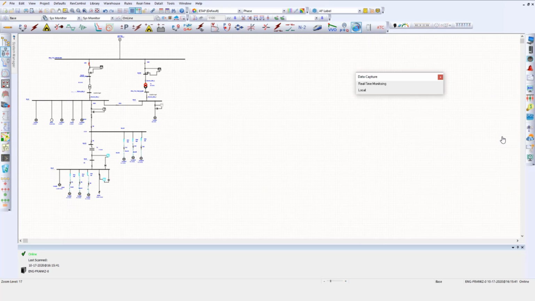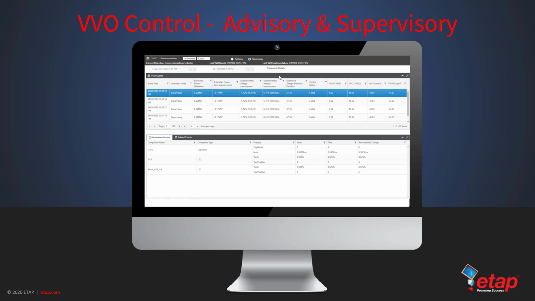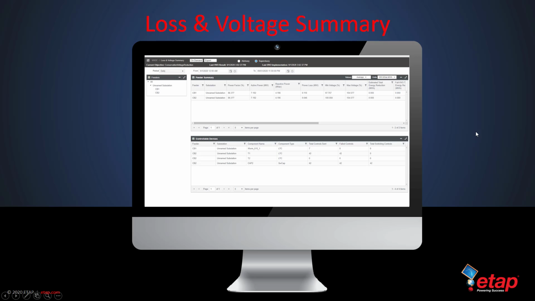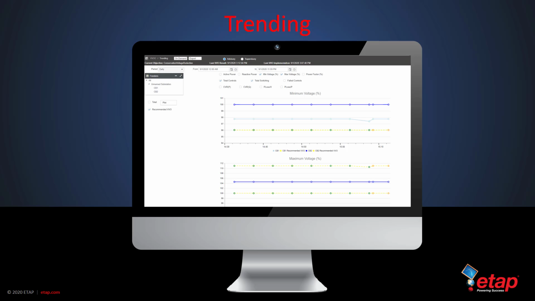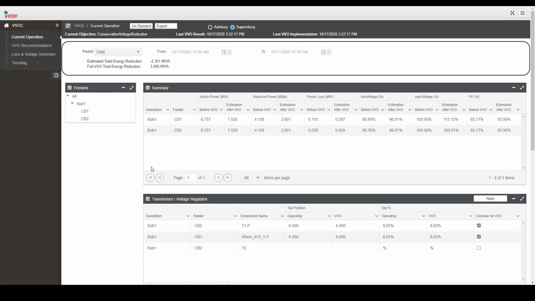There are many utilities who may even do this on a weekly basis or on a 3 or 4 day basis, where they may run the system with VVO and without VVO and observe the cost savings and the demand savings in that respect. There's also an online web viewer that we provide with the ETAP VVO that gives the user the capability to view advisory as well as supervisory information. You can also look at loss and voltage summaries, trending information that's telling you how you're performing in terms of CVR effectiveness. So let's take a look at our web interface in more action.